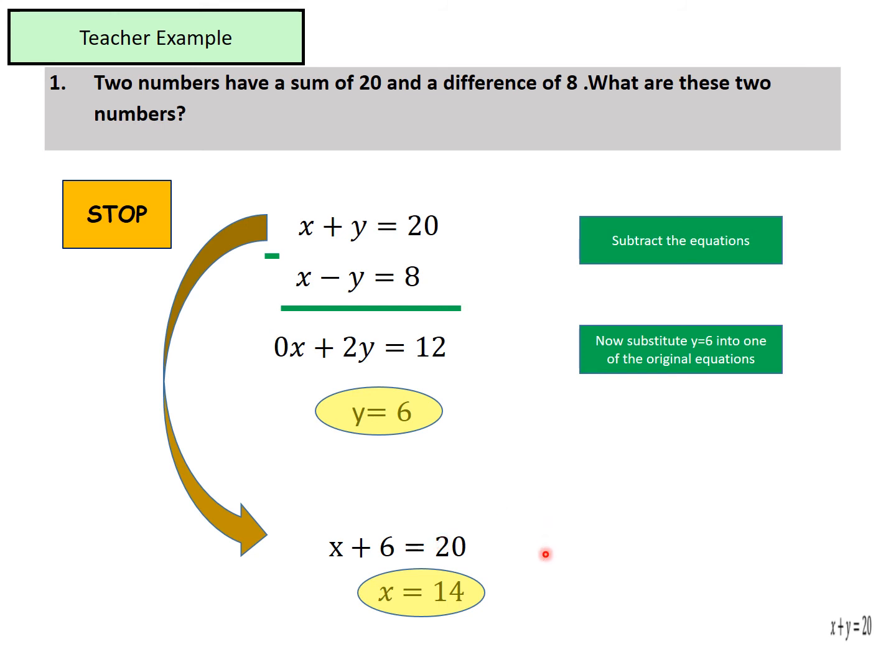To check your answer, you can just go back to the question and see if 6 and 14 fit into this problem. It says the sum is 20. Let's see, 6 and 14, yes, is 20. And then the difference is 8. The difference between 14 and 6, yes, is 8. So yes, it ticks the boxes. It fits into the problem, so these are correct answers.